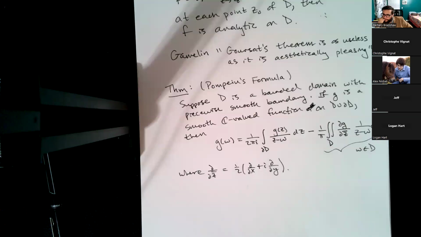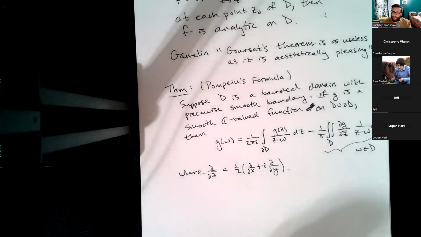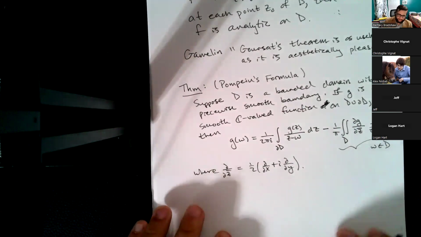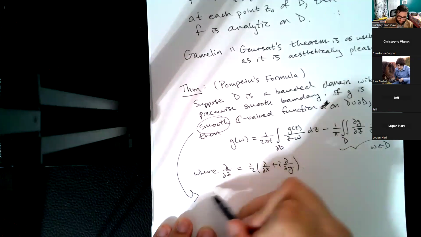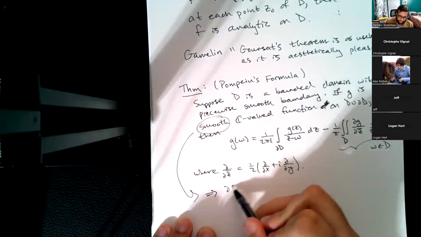So what it probably means is smooth as a function of two real variables. It doesn't mean smooth as a function of a single complex variable. Because when you're complex differentiable, you satisfy the Cauchy-Riemann equations, right? But if you're smooth as a function of x and y, it doesn't mean you satisfy Cauchy-Riemann.